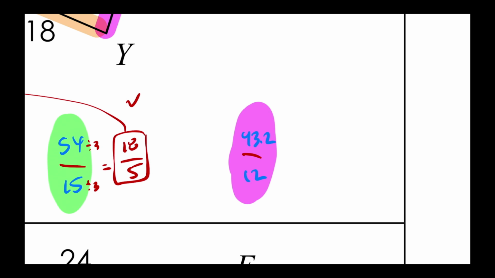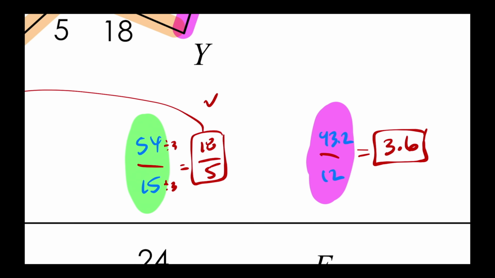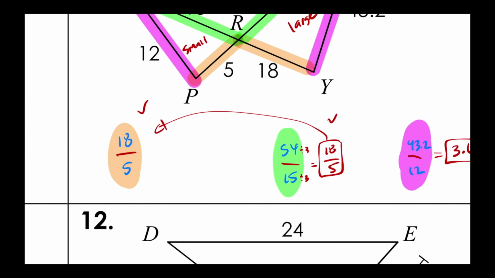So, you know what another thing you can do? You see how it's 43.2? You can change these fractions to decimals. You can do that also. You can change it to decimals and see if you get the same thing. So I'm going to get my handy dandy calculator. And I'm going to say, what's 43.2 divided by 12? And I get 3.6. So now I'm going to come over here and see if 18 over 5 is also 3.6. So I'm going to do the original: 54 divided by 15 equals 3.6.